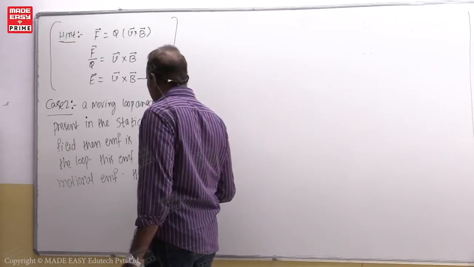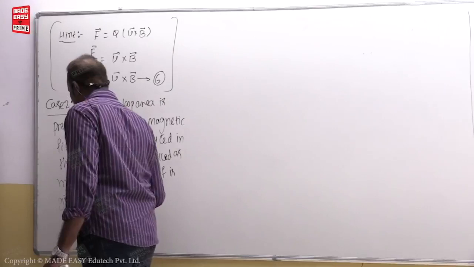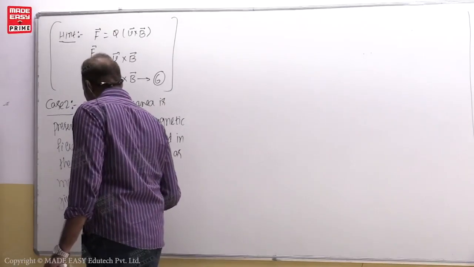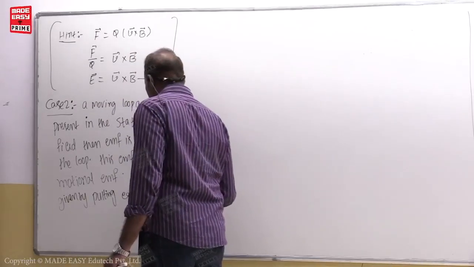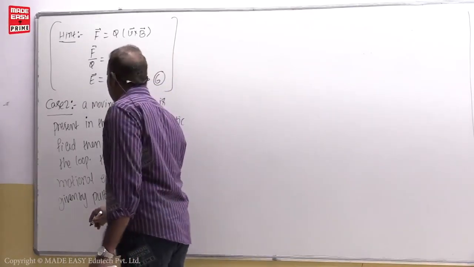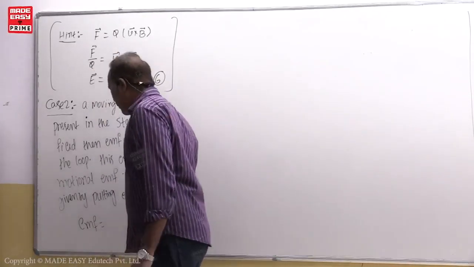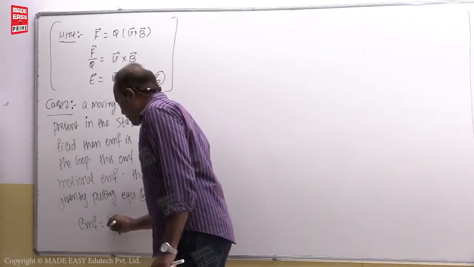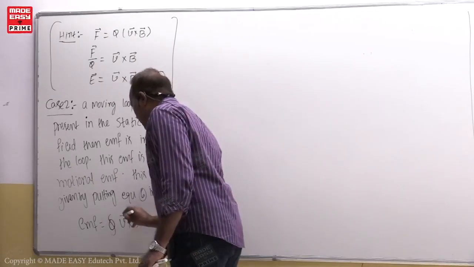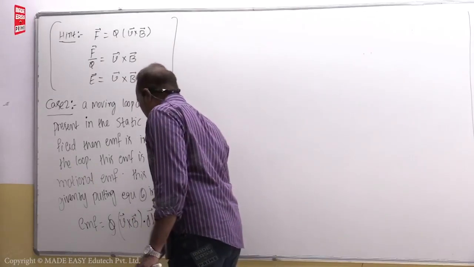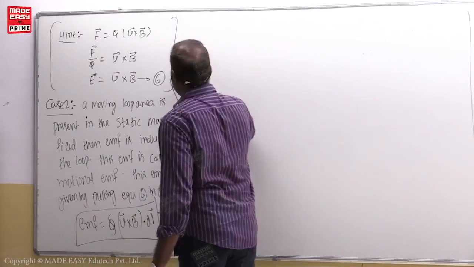This EMF is given by putting equation 6 in 5. Equation 6 is this one, and equation 5 is EMF equal to closed integral of E dot dl. Actually that E bar is this one, V bar cross B bar dot dl bar. So this is motional EMF, equation number 7, students.